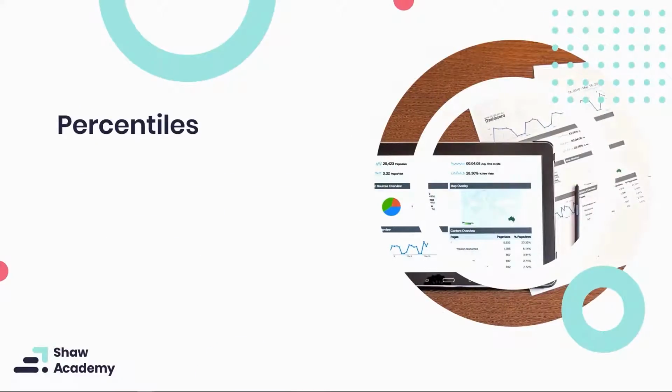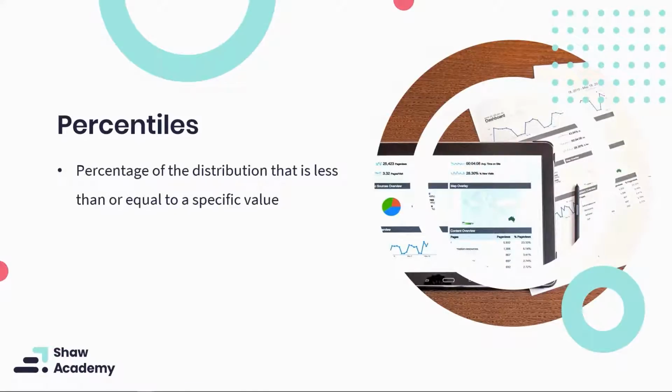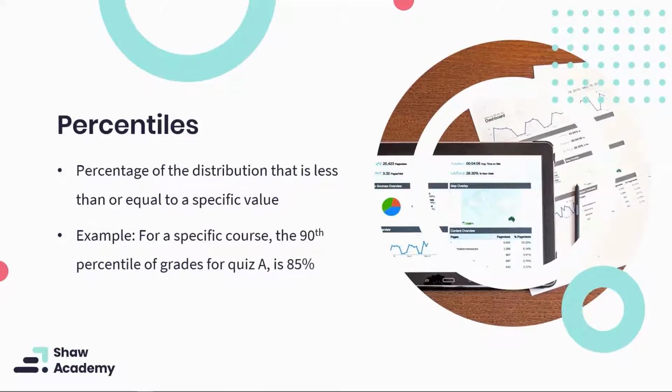Percentiles. Now this is a term you might already be familiar with. When we talk about percentiles, we mean that it is the percentage of the sample's distribution that is equal to or less than a certain number. For example, if we say that for a specific course, the 90th percentile for the grades of quiz A is 95%, this means that amongst all the students that took that quiz, 90% scored 95% or less on the quiz.